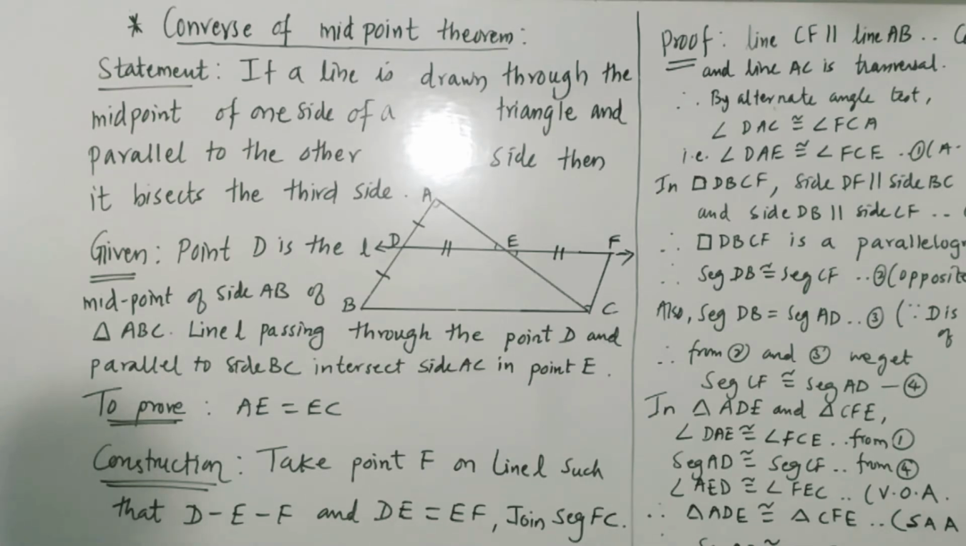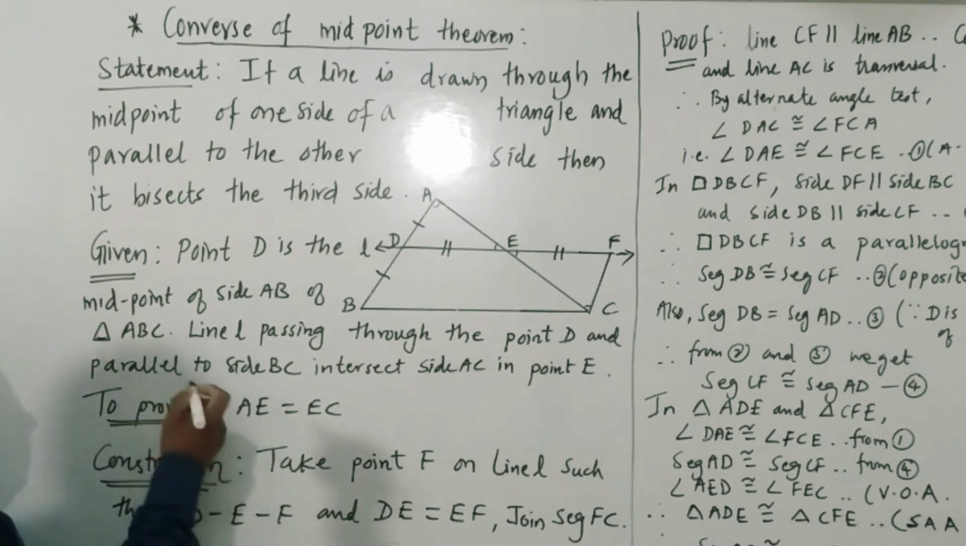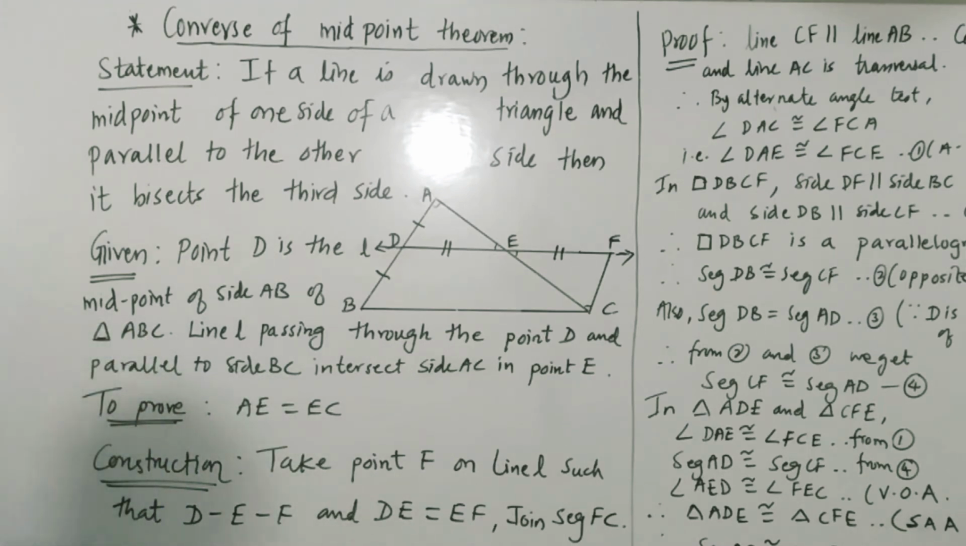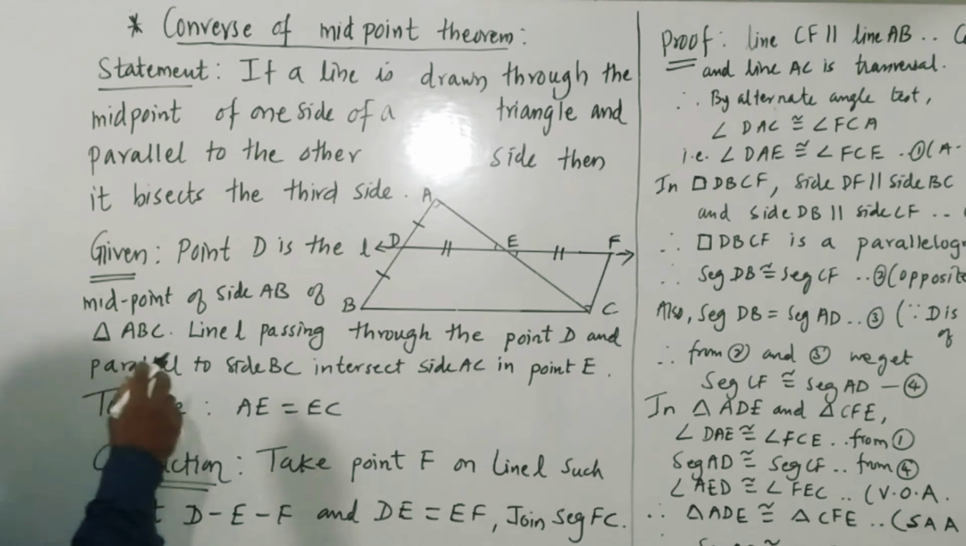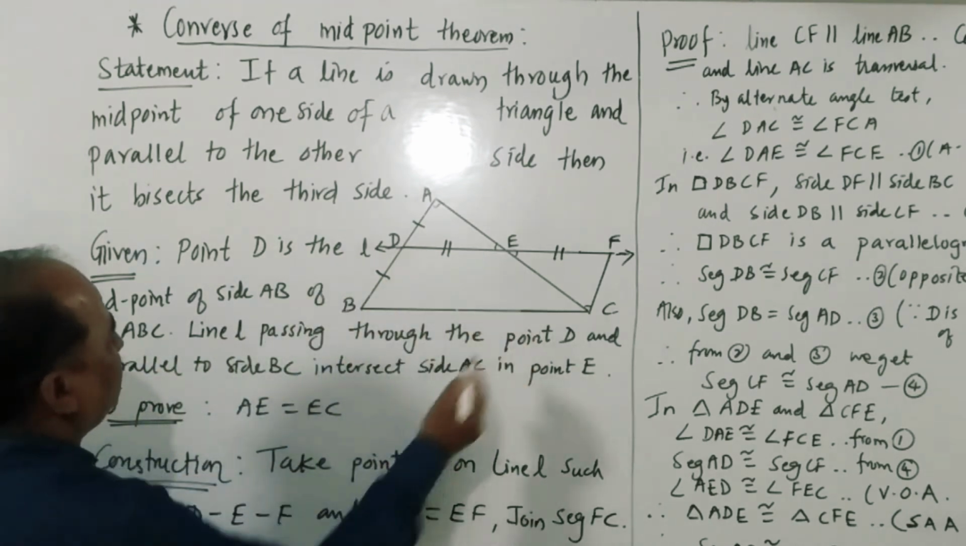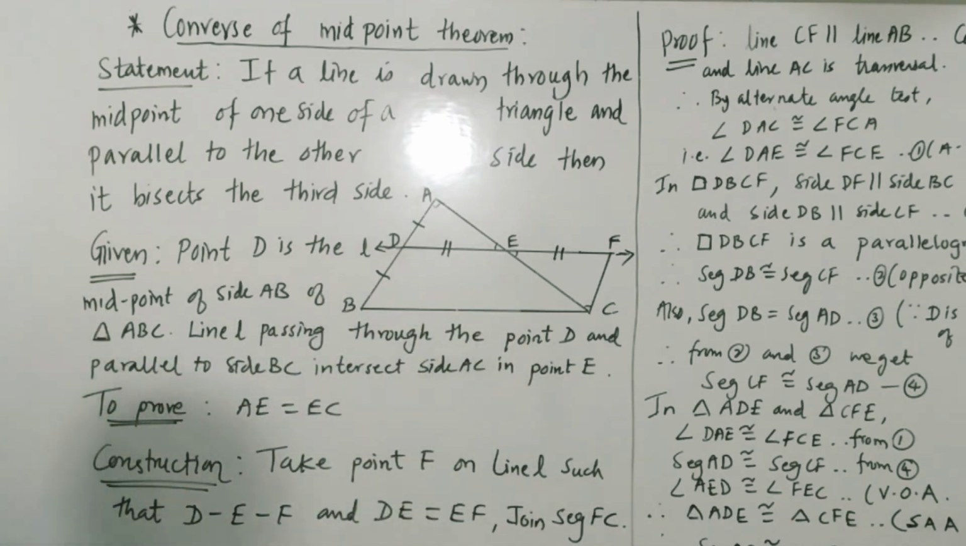Converse of the midpoint theorem. The statement of the theorem is: if a line is drawn through the midpoint of one side of a triangle and parallel to the other side, then it bisects the third side. There are two parts here. First part: if a line is drawn from the midpoint of one side and parallel to the third side, then it bisects the third side.